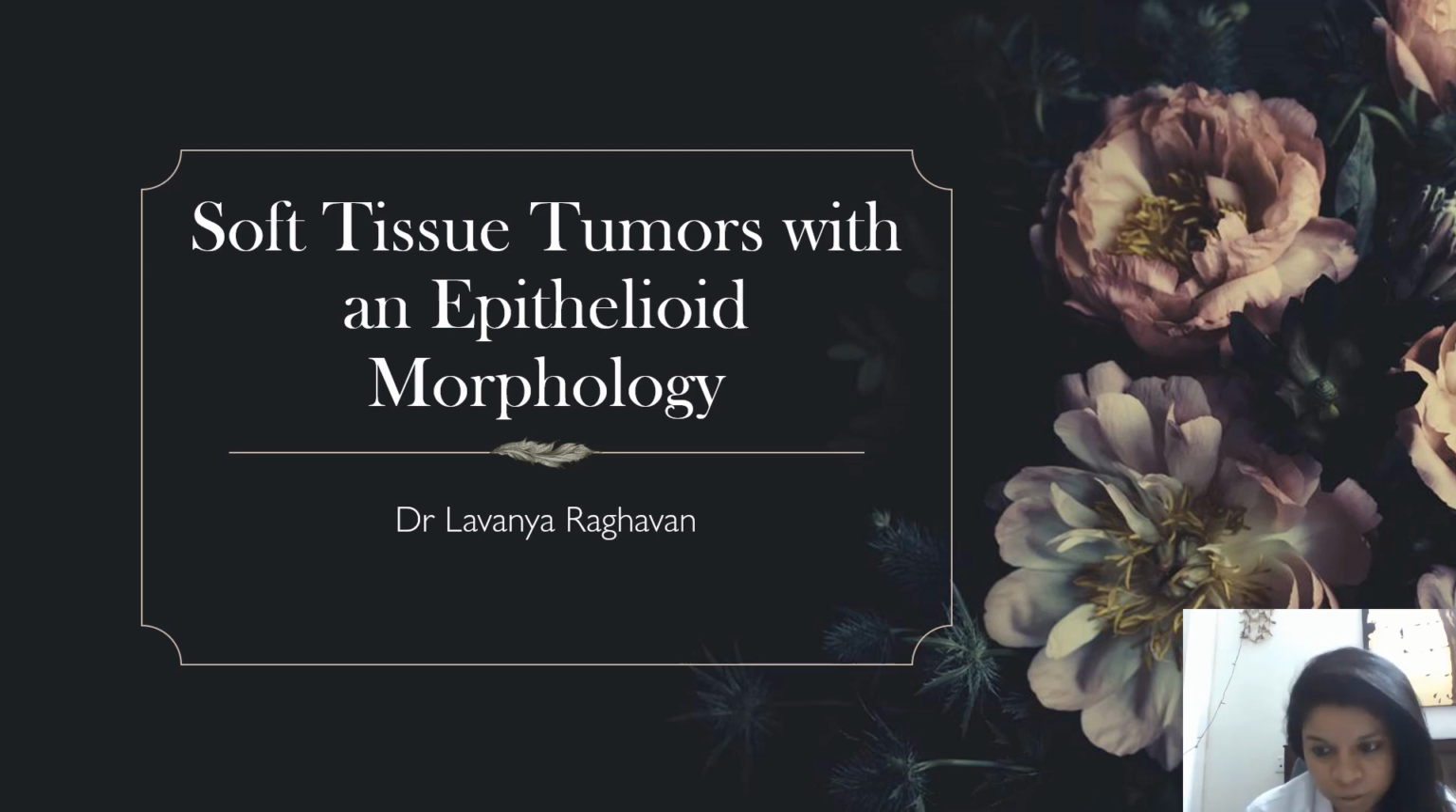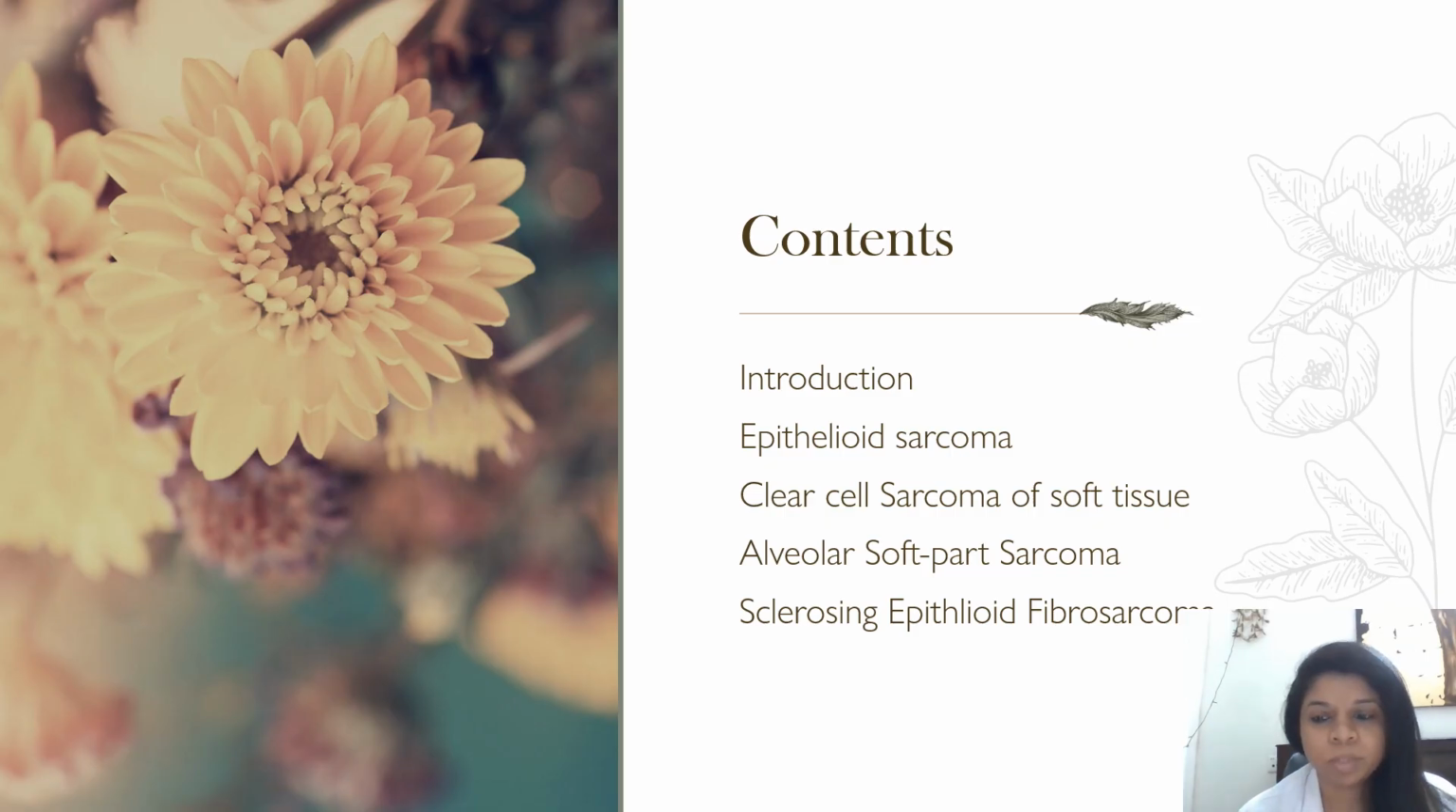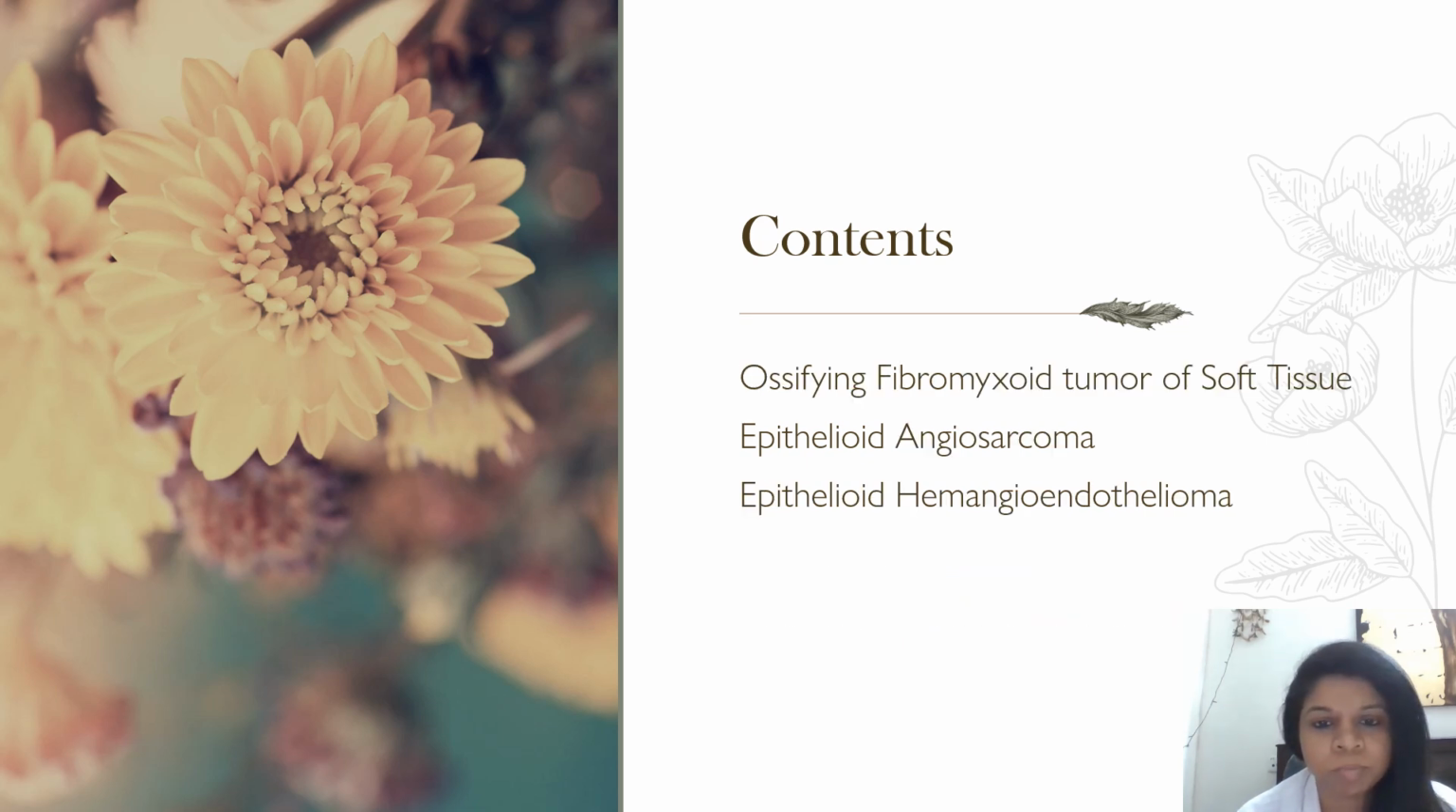So this is a topic from Recent Advances 26, and today's topic is soft tissue tumors with epithelioid morphology. So today we will be discussing the introduction and then a few sarcomas as given in recent advances, that is epithelioid sarcoma, clear cell sarcoma of soft tissue, alveolar soft part sarcoma, sclerosing epithelioid fibrosarcoma, ossifying fibromyxoid tumor of soft tissue, epithelioid angiosarcoma, and epithelioid hemangioendothelioma.